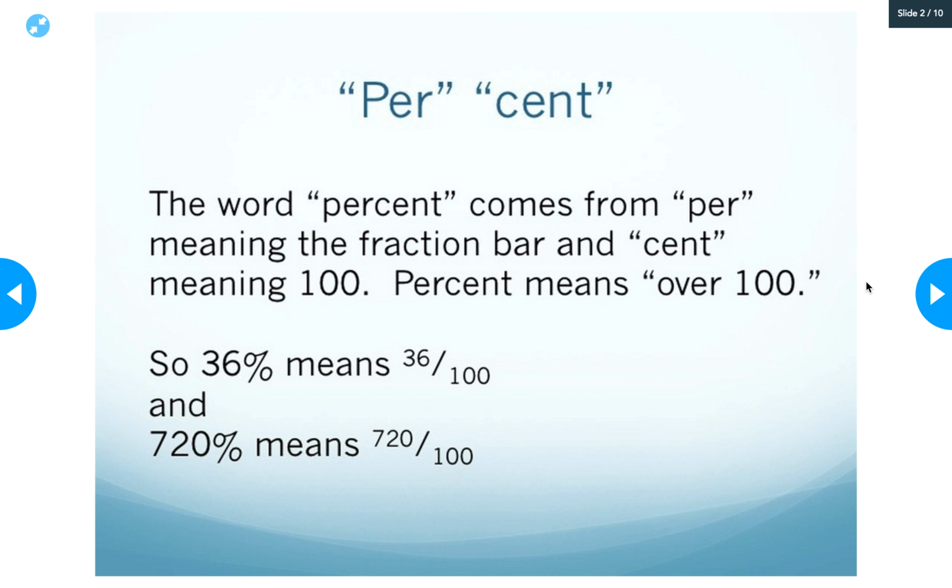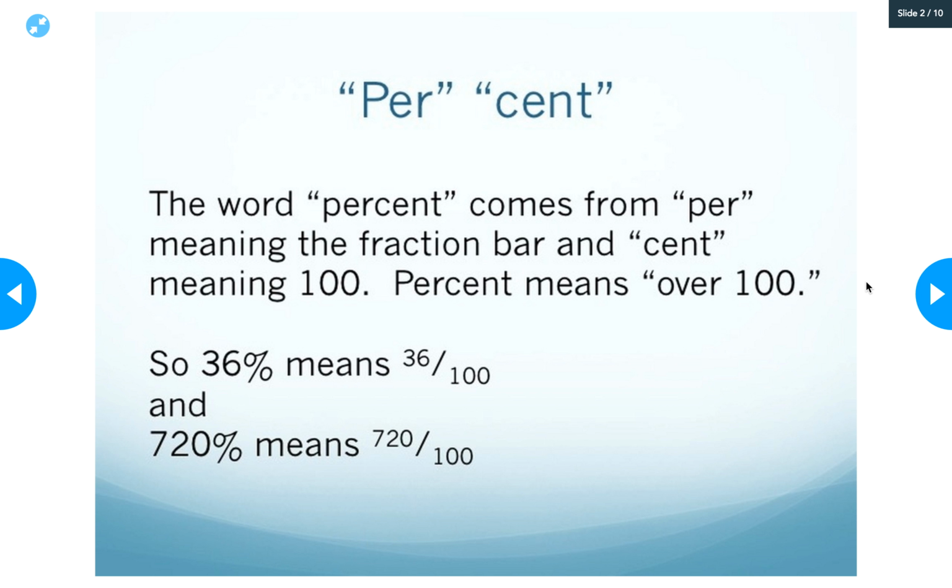Percent. The word percent comes from per. Per means sort of like a fraction bar, and cent comes from Latin meaning 100. For example, a century is 100 years. A centennial is when you celebrate your 100th anniversary. And there are 100 cents in a dollar. And you'll see other examples of this too.